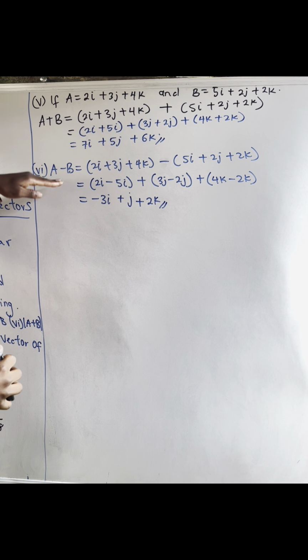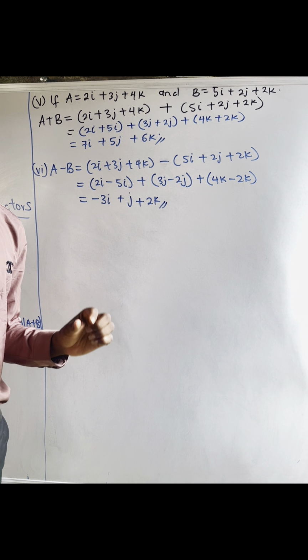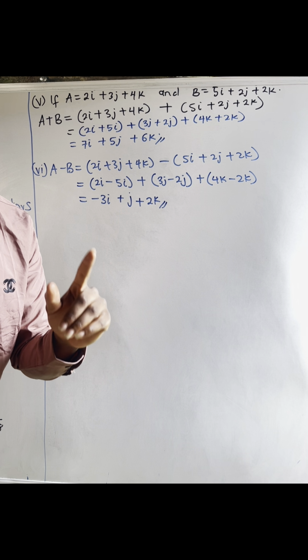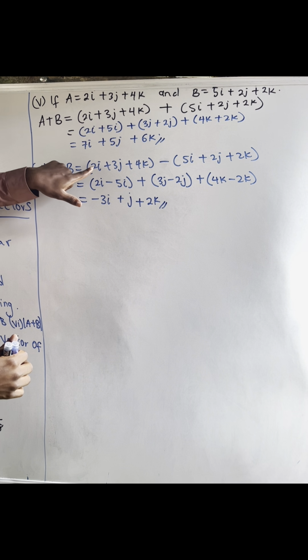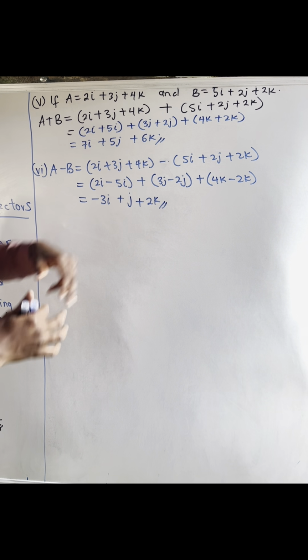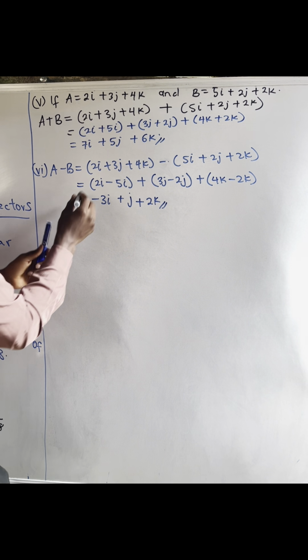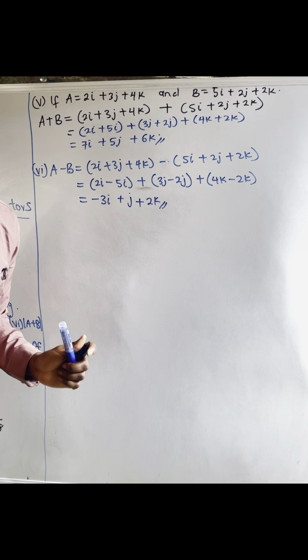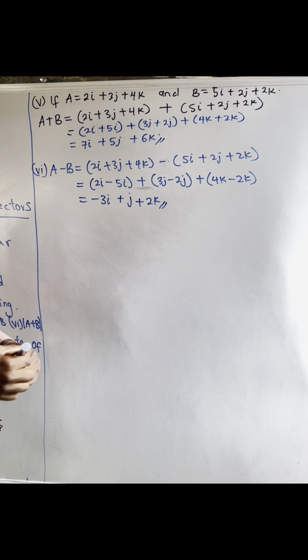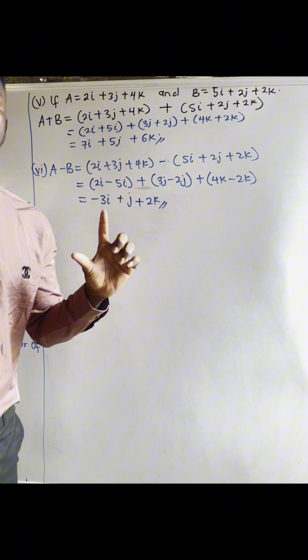Now the same approach will be done for A minus B, but we are subtracting similar unit vectors from each other. This is vector A, this is vector B. Then we want to look at A minus B. So we open a bracket for i, and inside the bracket you write 2i minus 5i. You close the bracket. Then you place plus here. This plus that we place here is a combining tool. Whether you are doing addition or subtraction, outside the bracket what you place should be plus. Do you get that?